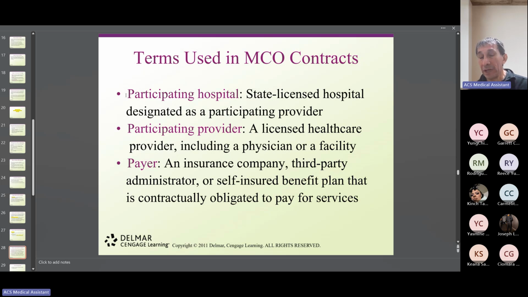Participating provider. Now, this is a medical provider. Talking about the medical offices. Okay, let's go back to participating hospitals. The insurance company pays the hospital, not the providers, not the medical doctors, for the services. No, they contract because it's the hospital that contracts with the insurance company. So the insurance company reimburses directly the hospital, and the hospital pays the provider, the medical doctors.